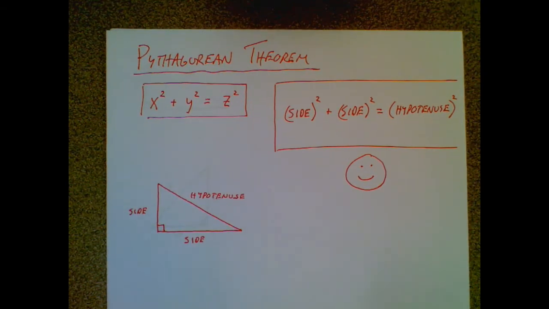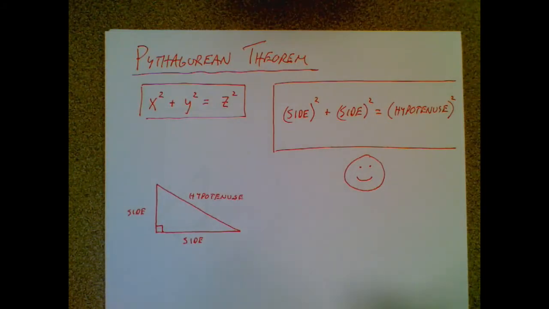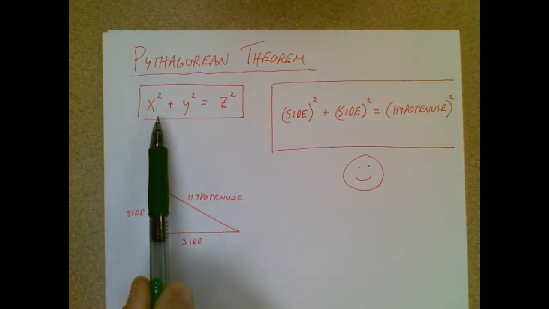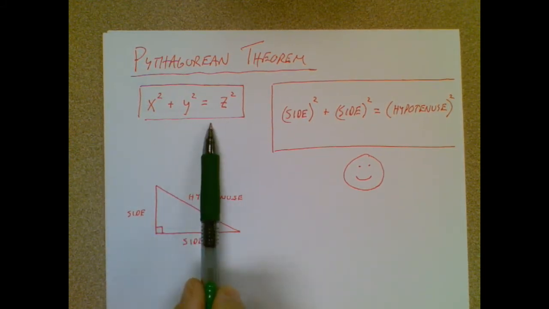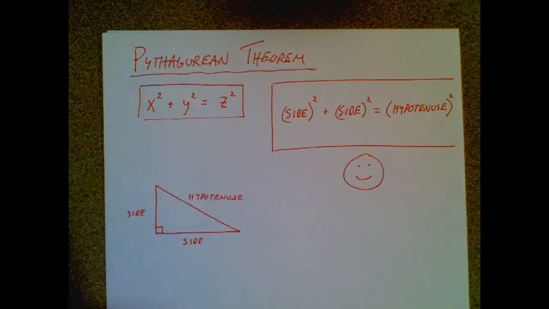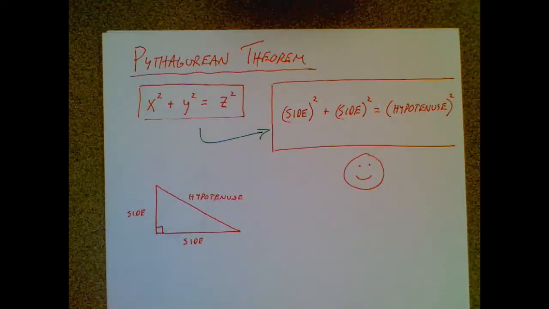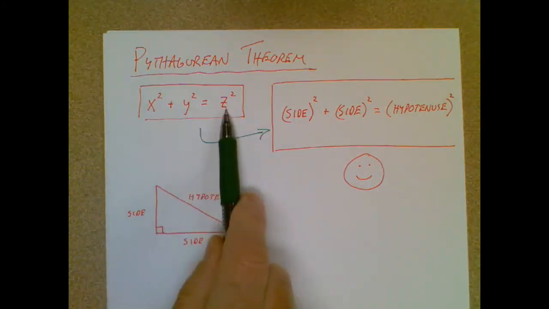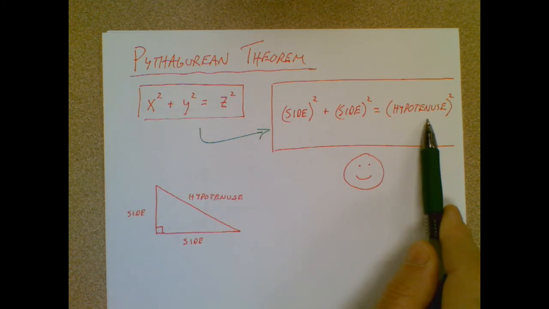Now, of course, you've seen the Pythagorean Theorem probably in previous math classes, so this is most likely a review. But this is a famously used equation for the Pythagorean Theorem, x squared plus y squared equals z squared. But we're going to upgrade to a better one that's more informative. Replace this with this: side squared plus side squared equals hypotenuse squared.